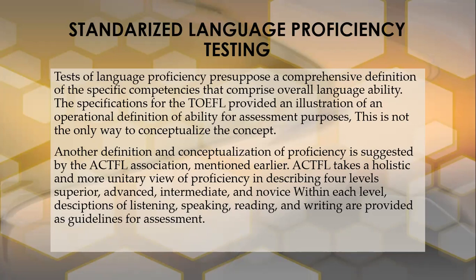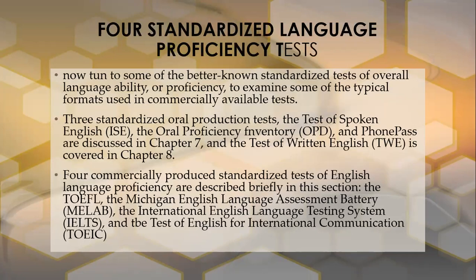ACTFL takes a holistic and more unitary view of proficiency, describing four levels: superior, advanced, intermediate, and novice, with sublevels within each level. Descriptions of listening, speaking, reading, and writing are provided as good guidelines for assessment for standardized language proficiency tests. Now to some of the better-known standardized tests of overall language ability or proficiency, to examine some of the typical formats used in commercially available tests.